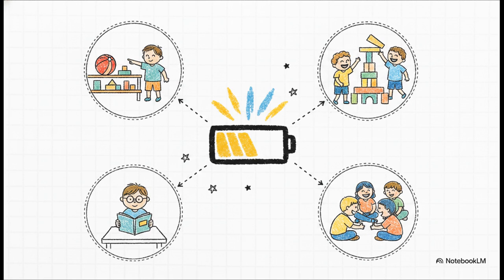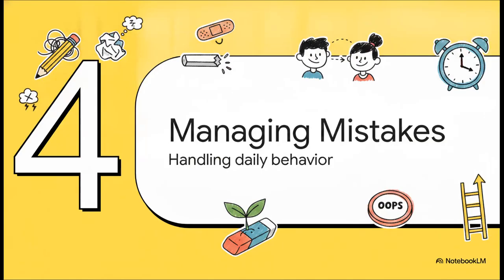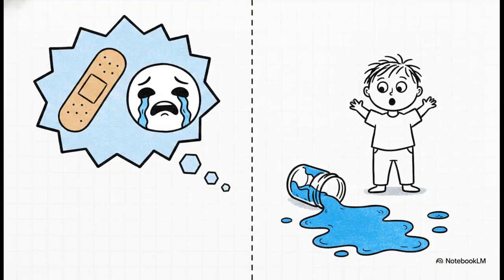When you actively meet these varied energy needs, their behavior naturally remains much more appropriate and totally conducive to learning. Section 4. Managing mistakes and behavior. Because things won't always go perfectly. Because look, no matter how beautifully you plan your physical space or respect their energy, inevitable accidents and outbursts are gonna happen. Imagine this highly relatable scenario.